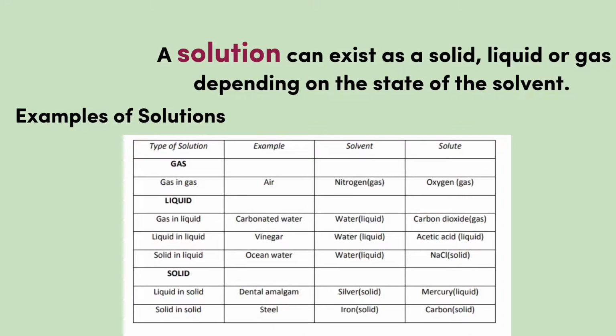Ocean water or salt water is an example of a solid to liquid solution, with sodium chloride as the dissolved substance and water as the dissolver. Other solid to liquid solutions include toothpaste, sweetened tea, or coffee. A liquid to solid solution is dental amalgam or dental fillings, with mercury as the solute and silver as the solvent. Lastly, steel is an example of a solid to solid solution, with carbon as the solute and iron as the solvent. Other solid to solid solutions include bronze, brass, and gold.